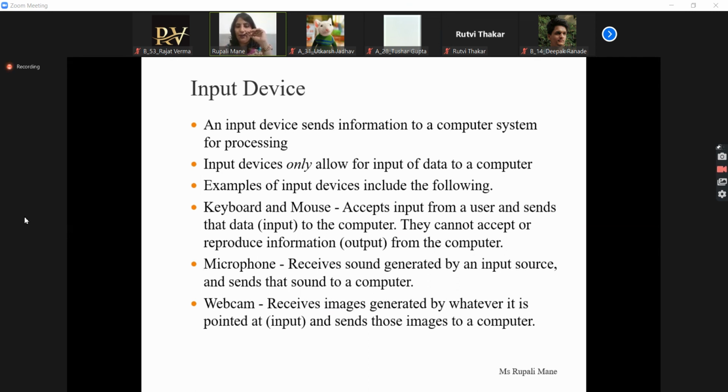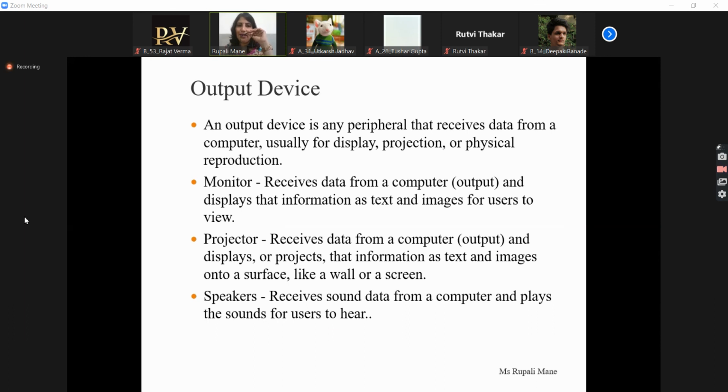Then output devices, again it is very easy. An output device is a peripheral that receives data from the computer, usually for display, projection and physical reproduction. What a monitor is, what a projector is, what a speaker is, you all know. I'm not going to waste time on that.